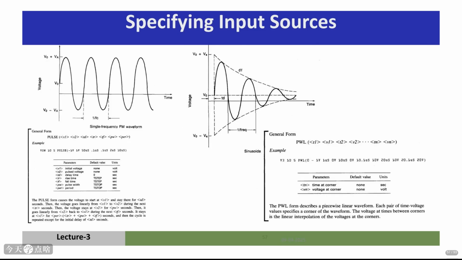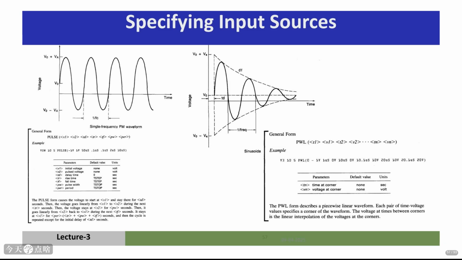Continuing with waveform types, the SFFM form generates a sine wave whose frequency is modulated by another sine wave. The parameters define the carrier frequency, the modulation frequency, the amplitude of the carrier, and the amplitude of the modulation. The diagram shows a frequency-modulated sine wave. The pulse form, as mentioned, creates a repeating pulse. The parameters define the initial delay TD, the rise time TR, the pulse width PW, and the period PER. The diagram shows a typical pulse waveform.